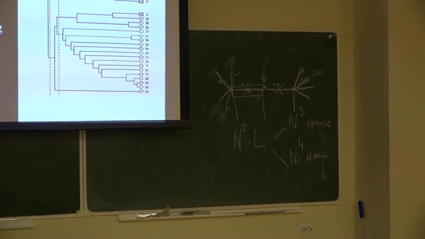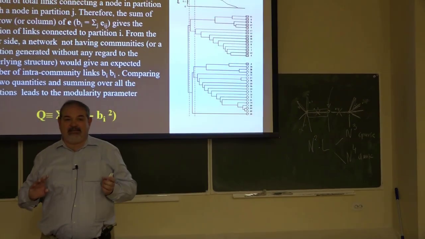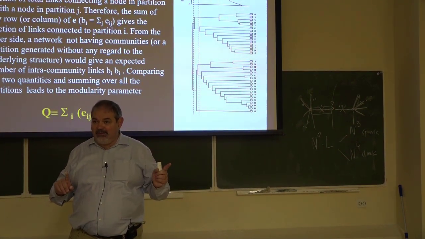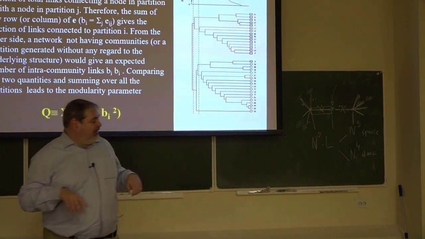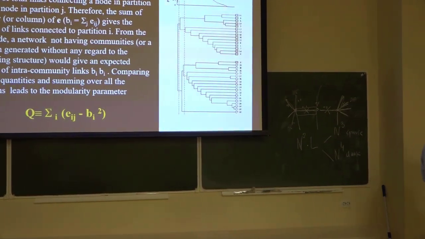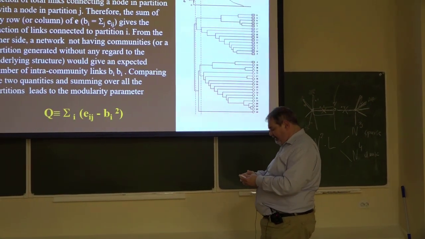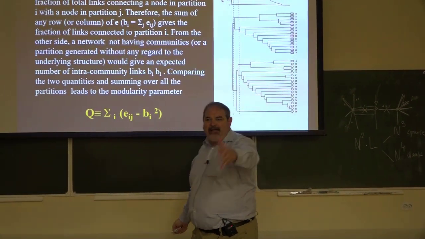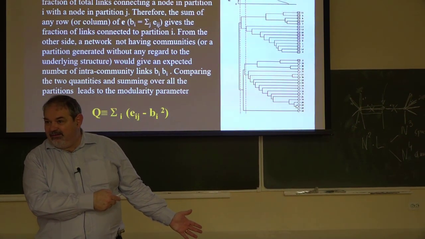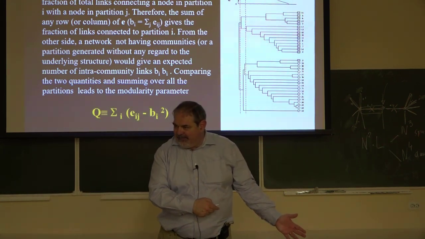I define sparse networks as those networks where the number of links scales as the linear power of the number of nodes, and dense networks as those networks where the number of links scales quadratically with the number of nodes. So it's much better than the NP-complete problems because this is polynomial, okay? But still, it's very large.